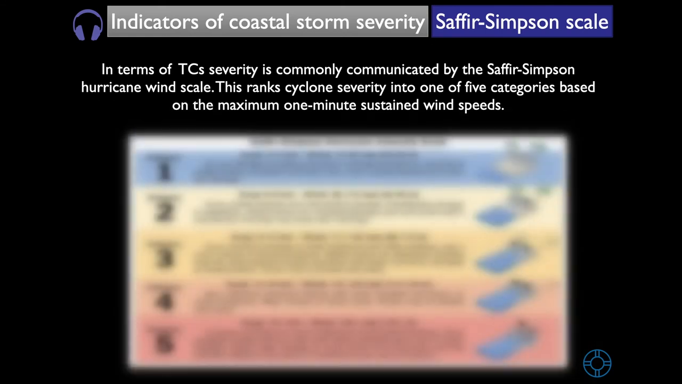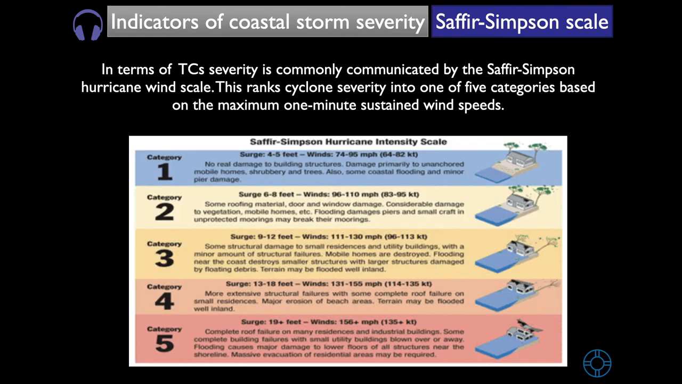Here's the scale. In category 1, the surge is 4 or 5 feet, maybe 1.5 to 2 meters. Winds are 64 to 82 knots, and there is no real damage to building structures. Damage is primarily to unanchored mobile homes, shrubbery and trees, also some coastal flooding and minor pier damage.